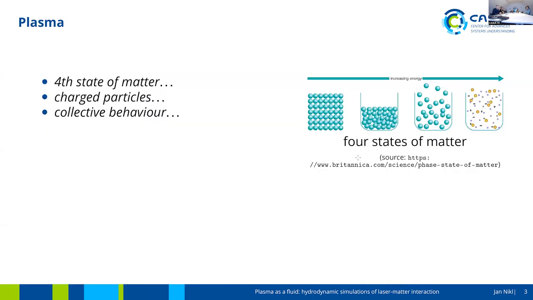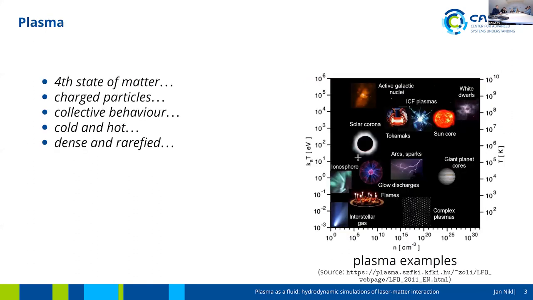So what is plasma? Plasma is the fourth state of matter, as we may read, for example, in Britannica. And actually, it's the most abundant form of matter in our universe. Unlike other states, it's made of charged particles, but they don't behave just like individual ones, they manifest some kind of collective behavior. And we might have many different types of plasmas, from cold to very hot, or from dense, like the interiors of planets, to very low density plasmas like the ionosphere, and so on.